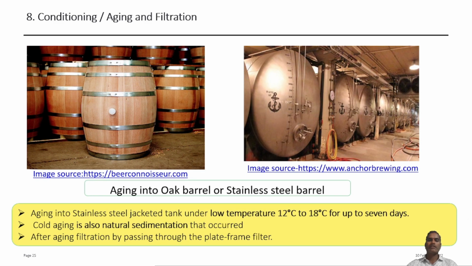In the aging process, natural sedimentation is carried out, and after aging, filtration is carried out using a plate and film filtration system to remove the suspended or solid particles, whatever undissolved substances remain in the beer, and finally we get the clarified beer.